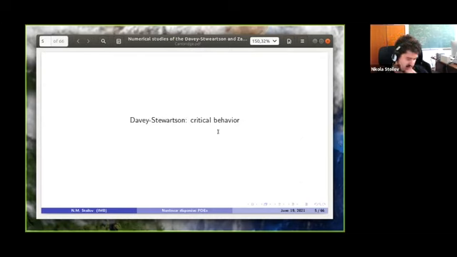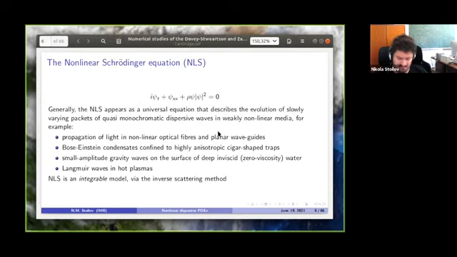So the first thing that I would like to discuss is the Davey-Stewartson equation and its critical behavior. Critical behavior in this case means we start with regular initial data, and in a finite time there is a singularity. This is also called a blow-up.